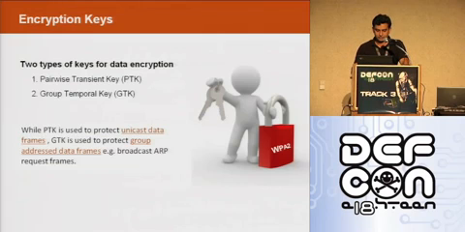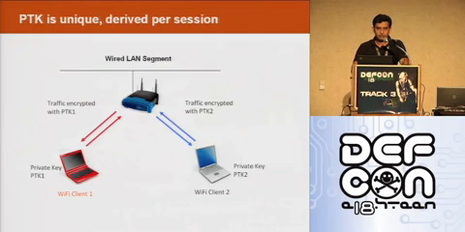So there are two types of keys. PTK is a unique key. It is unique for each user and it is derived per session. So for example, if two clients are connected to a WPA2 enabled access point, both of these clients will be using two different keys. So client 1 will not know the private key of client 2 and client 2 will not know the private key of client 1. So their traffic is basically secure.